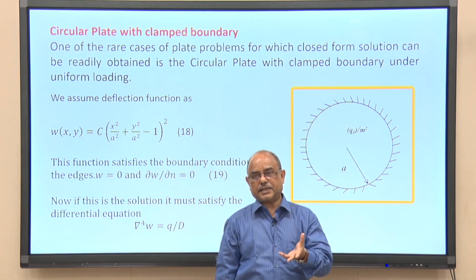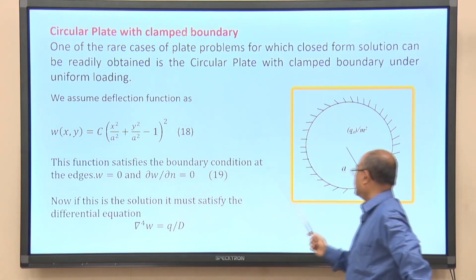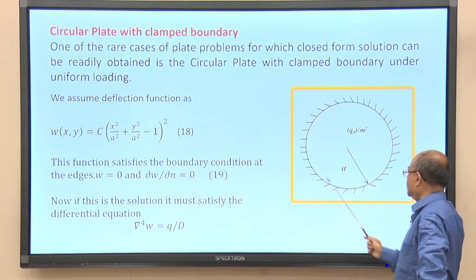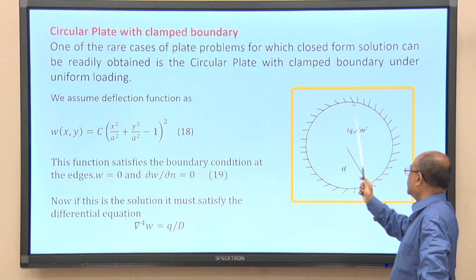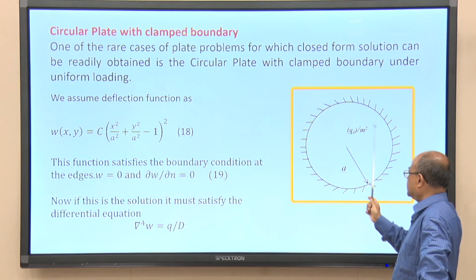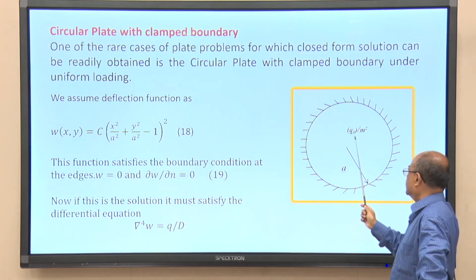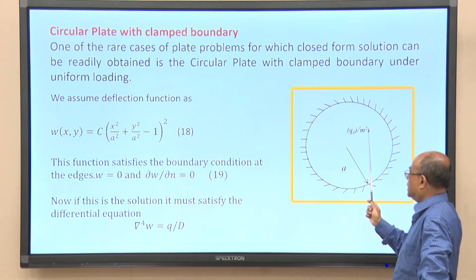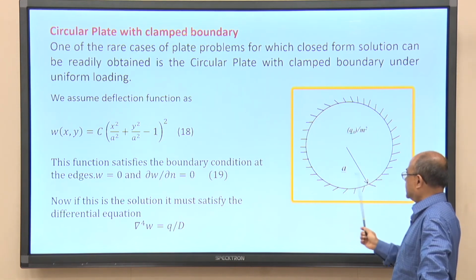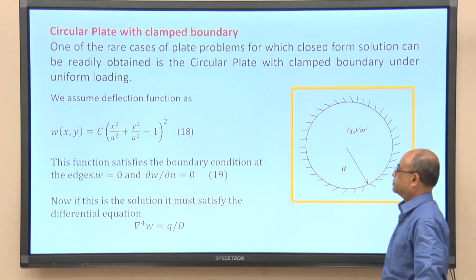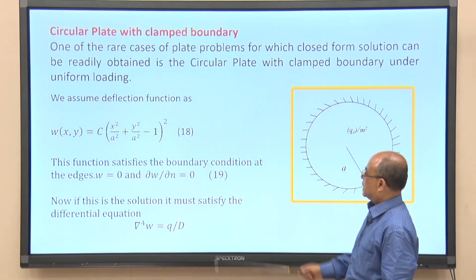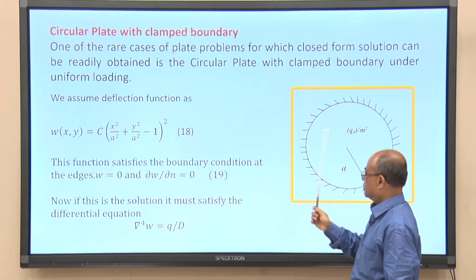One of the cases is when a circular plate is clamped along the edges. That is a rare case: a circular plate clamped along the edges and subjected to UDL throughout the plate. Q naught per unit square area is the load intensity here, and a is the radius of the circle. Now, you can see how this problem can be solved.